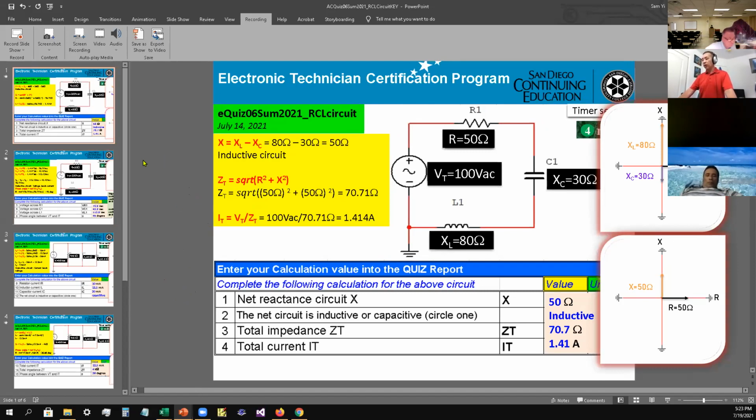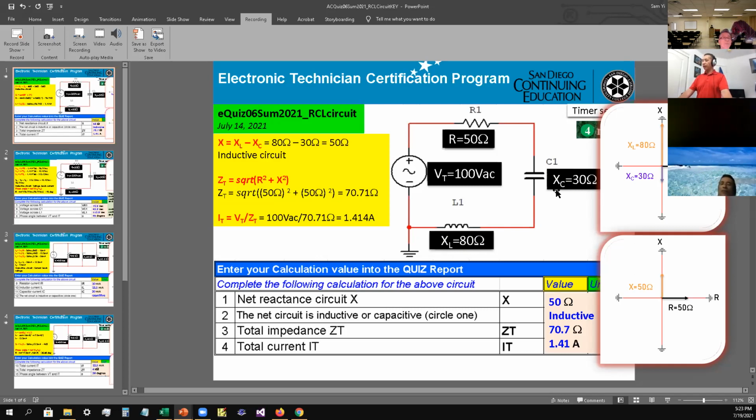Okay, so for question number 1, they want to find the net reactance of X. That doesn't deal with just the X. The X value is XC or XL, okay? So you look at both of these and the comparison between the two. The difference is about 50 ohms.